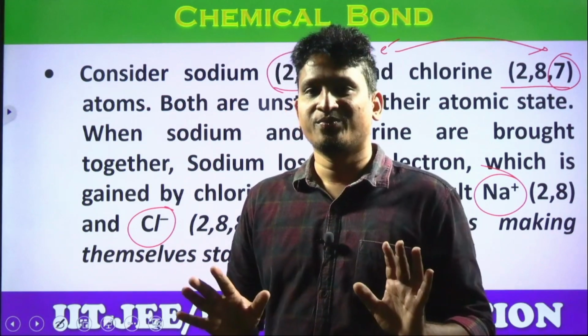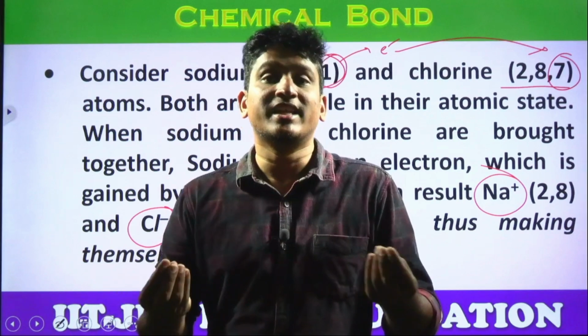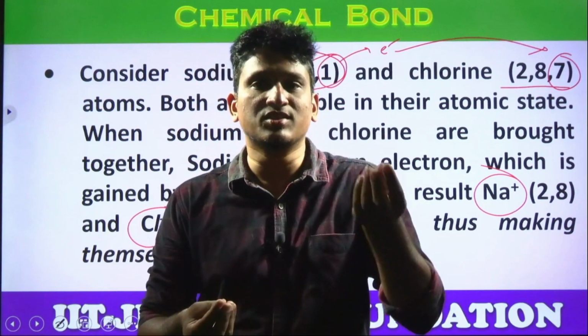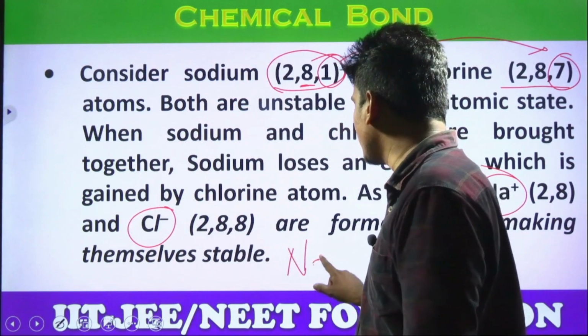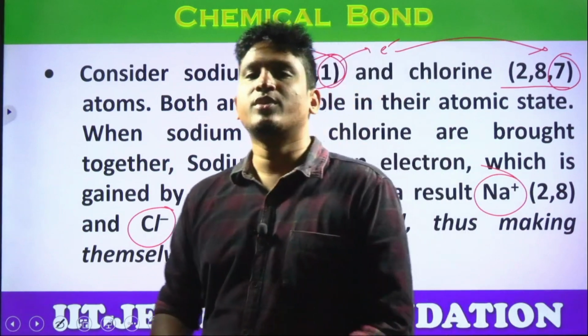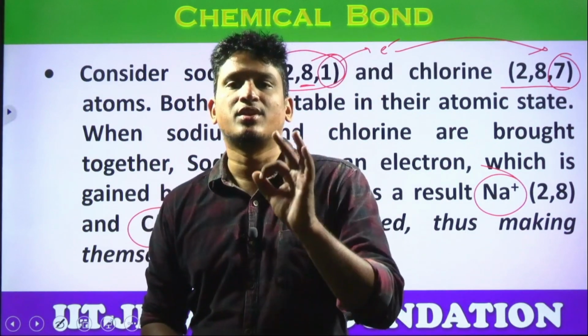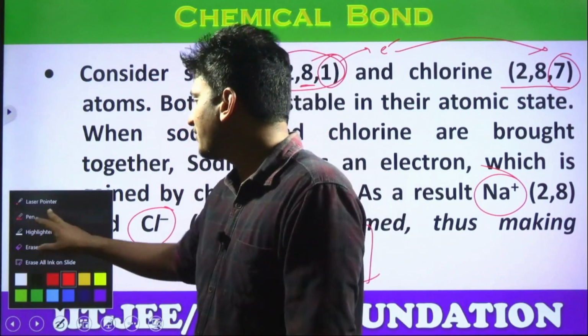Finished? No. After becoming sodium ions and chloride ions, they attract each other. Why? Because they have a positive charge and a negative charge, and they become a compound called, students, NaCl, which is called sodium chloride. Now this compound is stable as well as neutral. Understood? So that's why these reactivities are different for different elements.